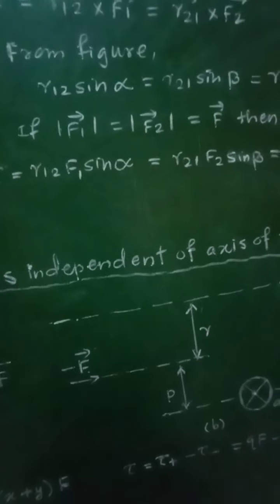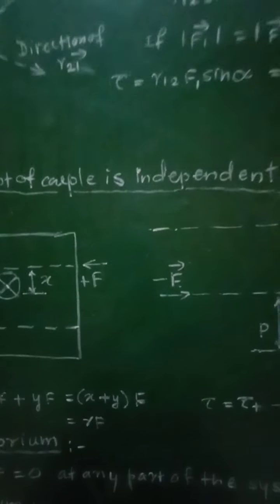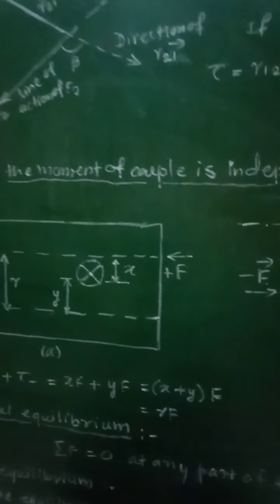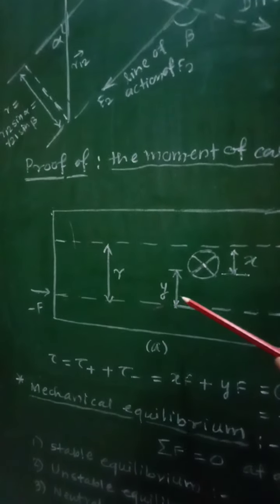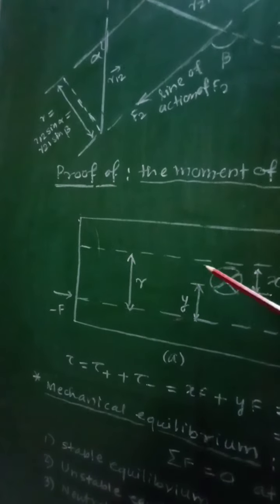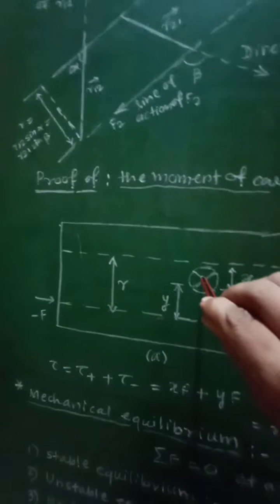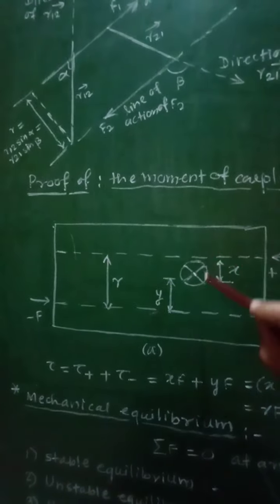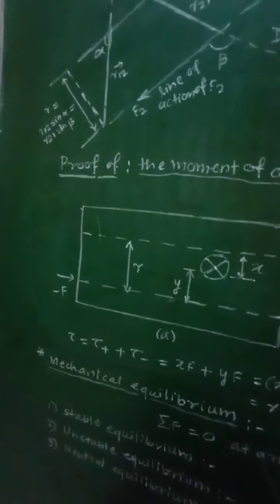Moment of a couple is independent of the axis of rotation, that is, the moment of a couple does not depend upon the position of the axis of rotation. In order to prove this, let us consider a rectangular sheet. It is free to rotate only about a fixed axis of rotation perpendicular to the plane of the figure. About this axis of rotation the sheet is free to rotate.